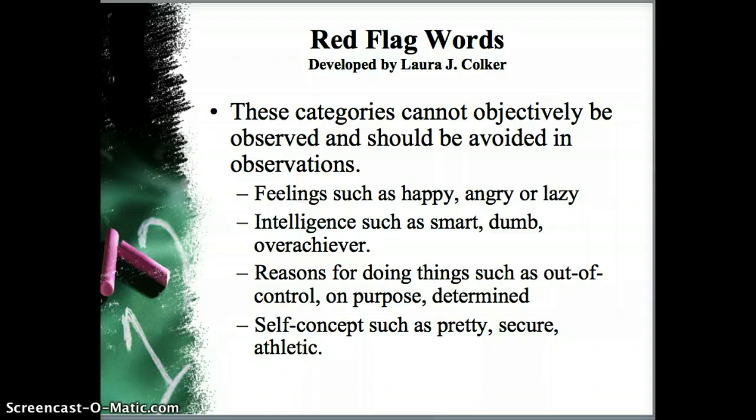We sometimes put our personal biases in when we put reasons for doing things, such as in the Donovan example, that he was knocking the towers over on purpose and he was out of control. These are tags that we don't need to use because it makes our observation subjective and we need to leave them out. And finally, self-concept, such as pretty, secure, and athletic. Many times I find staff feel that they need to add a tag like this to make the child look very positive and they want to have a positive view. We just need to leave these out because it doesn't add any value to our observations.